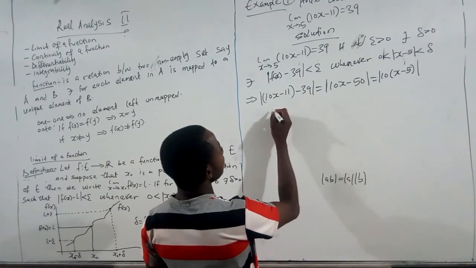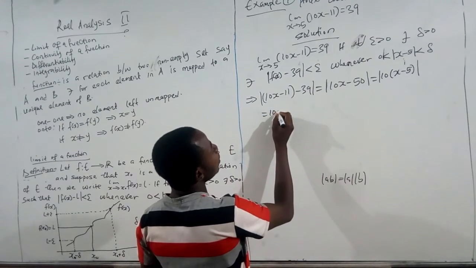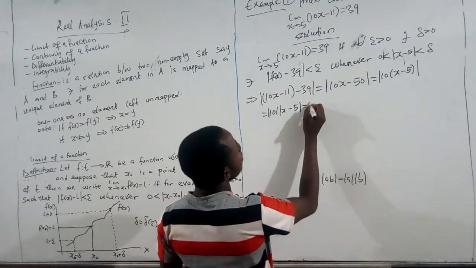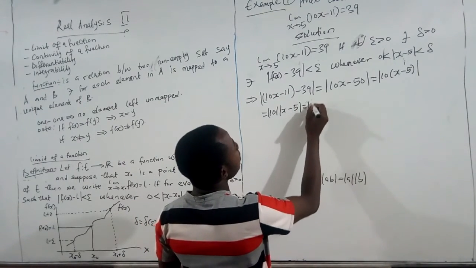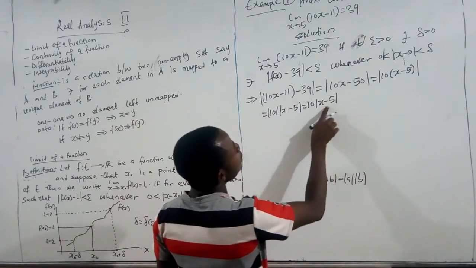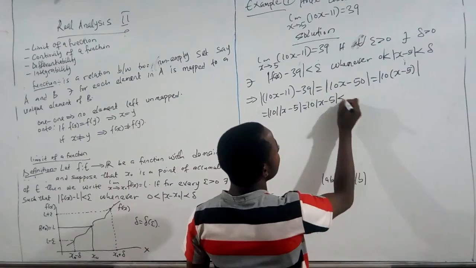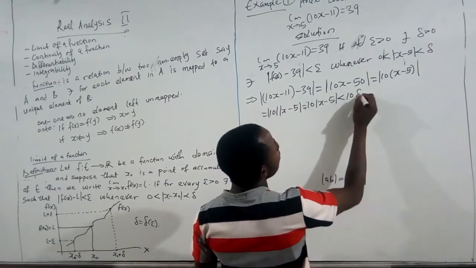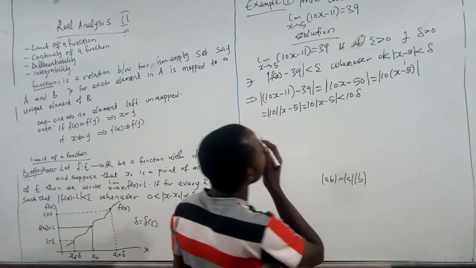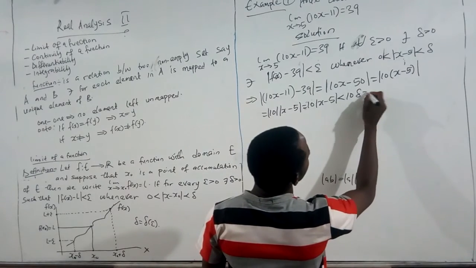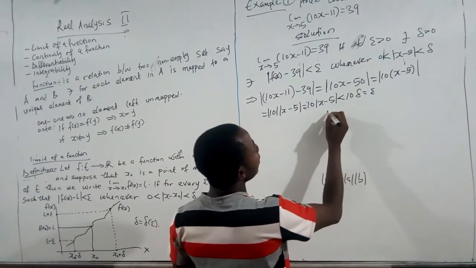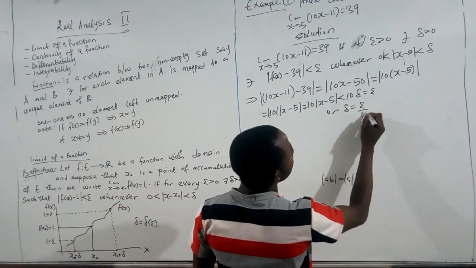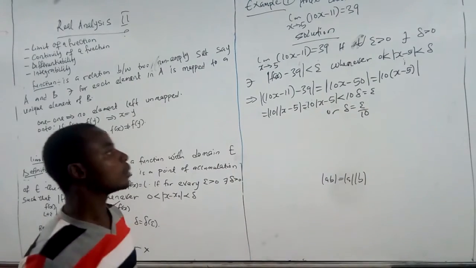So this is equal to the absolute value of 10 times the absolute value of x minus 5, and the absolute value of 10 is 10. So this is 10 times the absolute value of x minus 5, and this one is less than delta. I can say this is less than 10 delta, and this is equal to epsilon. So we can now say delta is equal to epsilon over 10. We divide both sides by 10 so that we get our delta to be epsilon over 10.